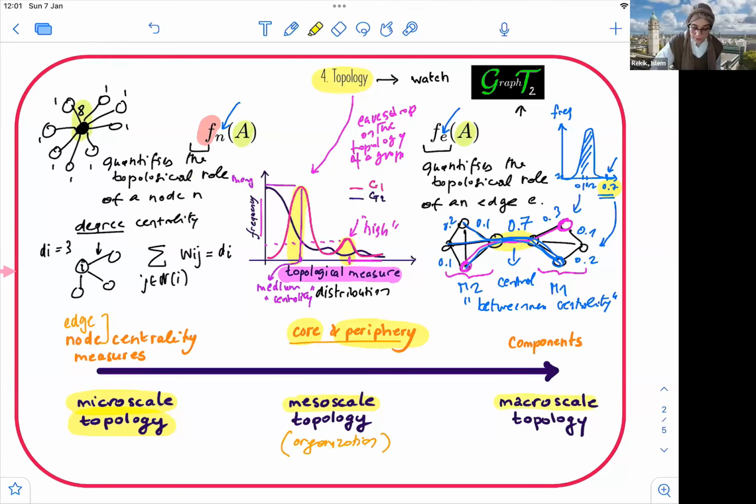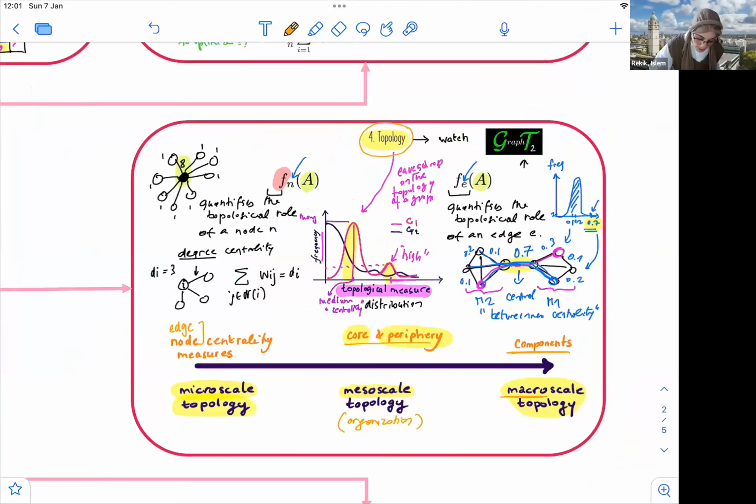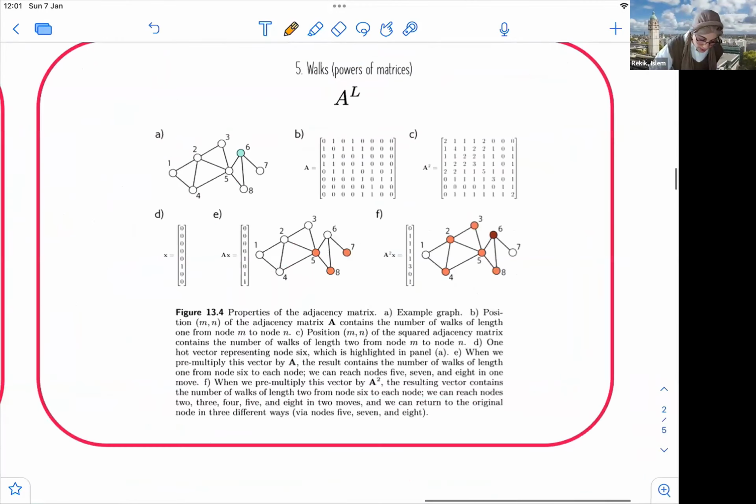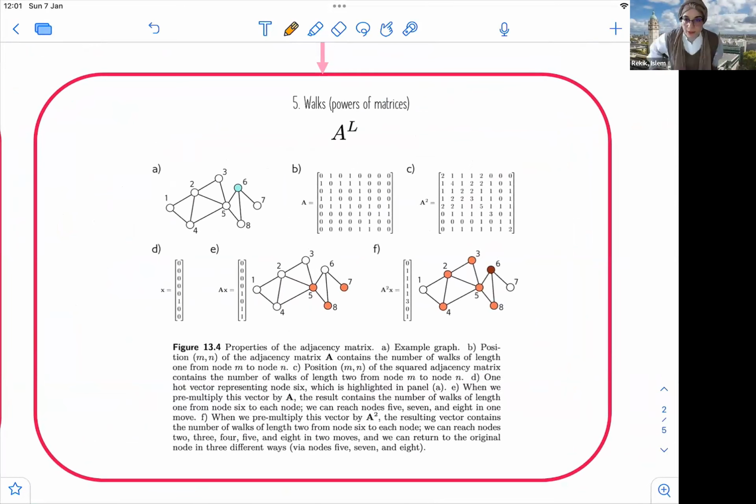If we scale a little bit more, we reach the macro scale, okay? At this scale, we look at the big components in the graph, not just the meso or medium structures, but the global structure of the graph. So you can see that there are different measures, techniques and methodologies to understand and pin down the topology of a graph at micro, meso, and macro scales. Okay, cool. So next, I'd like to cover the walks, or the powers of matrices.